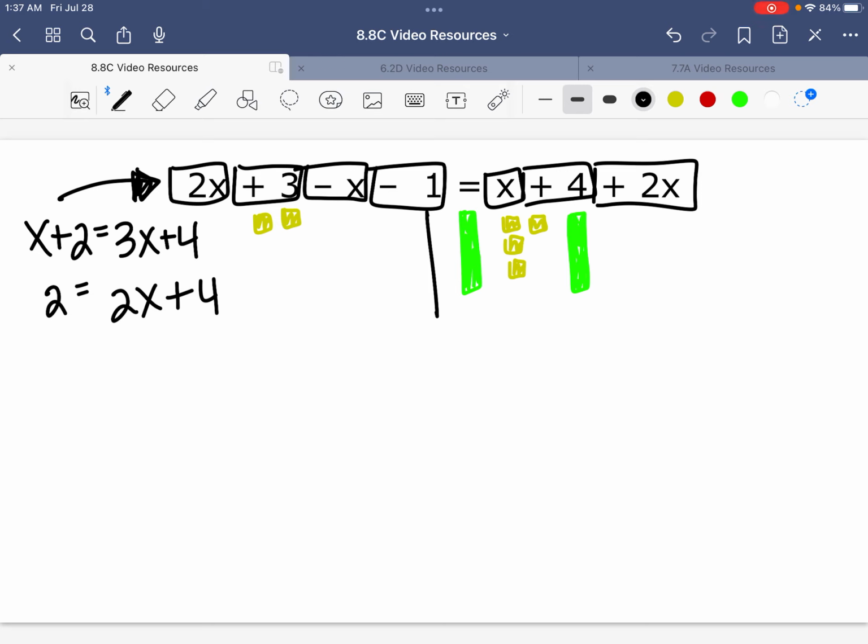Now I have all my variables on one side. So my next step is to look at those units on the right-hand side and say, okay, how can I make zero pairs to get rid of those? I see 4 positives, so I can make zero pairs with 4 negatives. And since I put 4 negatives on the right-hand side, I need to put 4 negatives on the left-hand side as well.